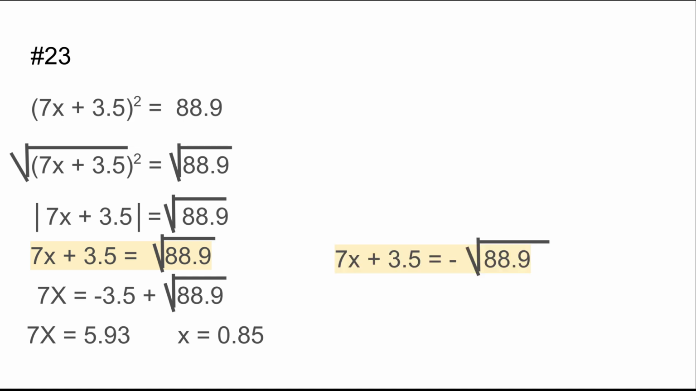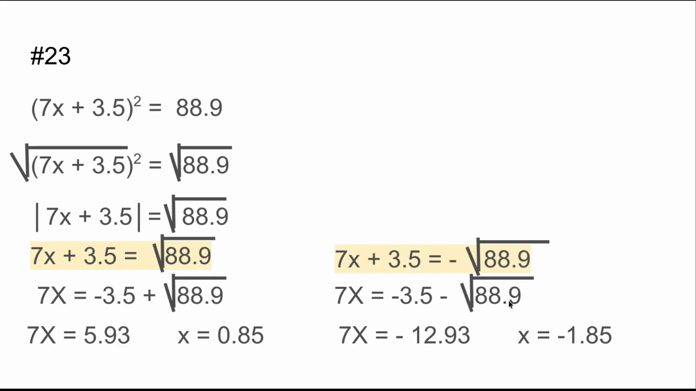When we rewrite this as 7x plus 3.5 equals negative square root of 88.9, we subtract 3.5. In our calculator, type negative 3.5 minus square root of 88.9, enter, divided by 7, enter, and you get negative 1.85.